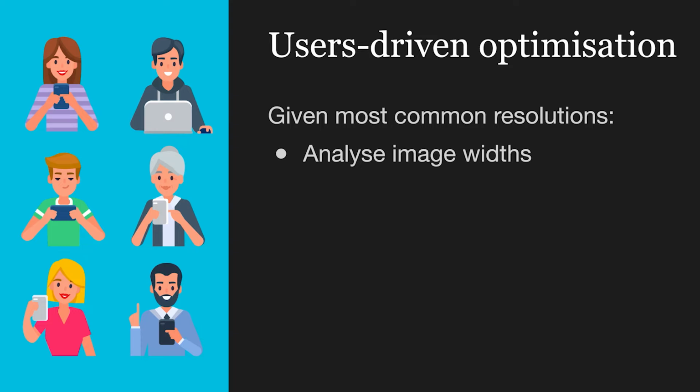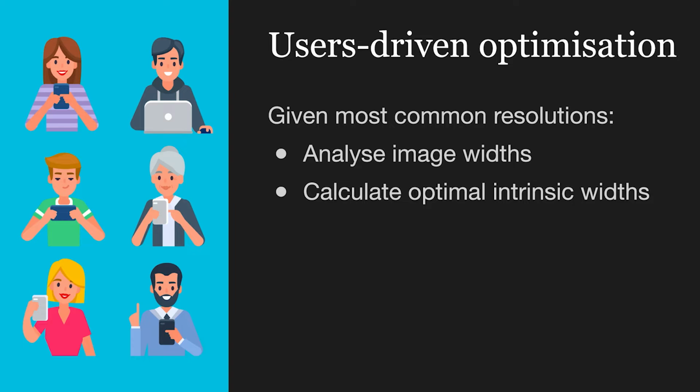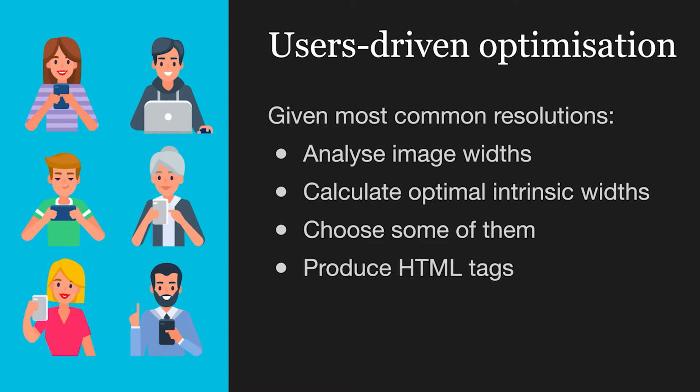We already have that. Then we will have to analyze the width of our images at every resolution. We will need to calculate their optimal intrinsic width at every resolution. We will have to choose some intrinsic widths to serve images at, because of course we cannot provide resized images for every given resolution. We will have to produce the HTML tags for the images. And finally, we will have to test that the intrinsic size, which gets downloaded by the browser at every resolution, is the one we expected.